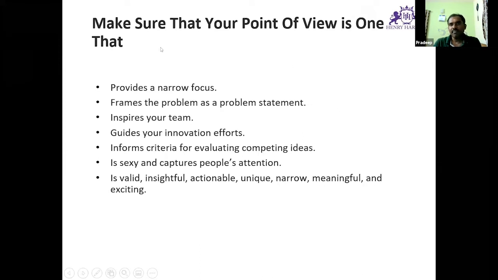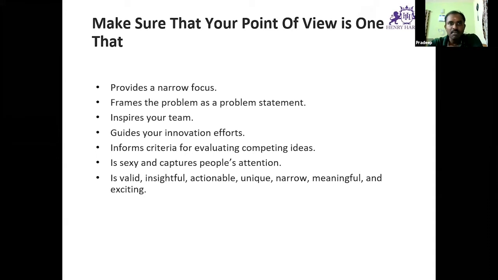Once you create a point of view, there are a few guidelines. It should be a narrow focus. You need to be very specific, but it should not be too narrow, because if you put in a lot of technical jargon, it can hinder the creativity process. Of course, we need scientific data or scientific solutions, but when it comes to the next stage of ideation, it should not give you a lot of technical jargon. It should not be too narrow, but it should be narrow also.